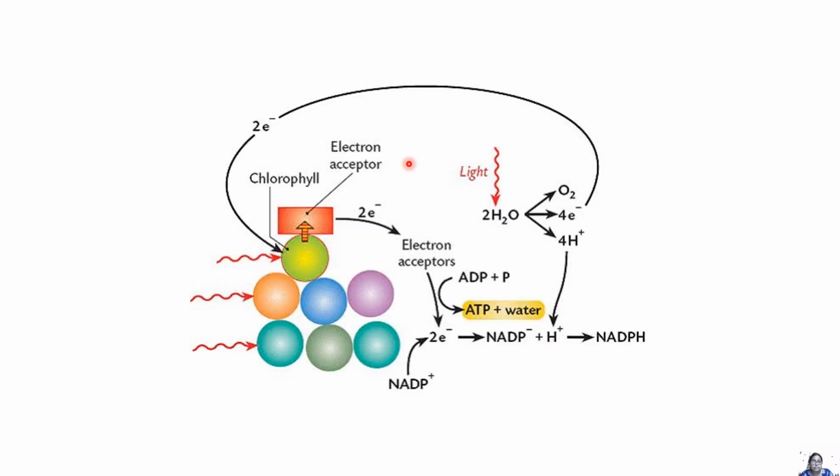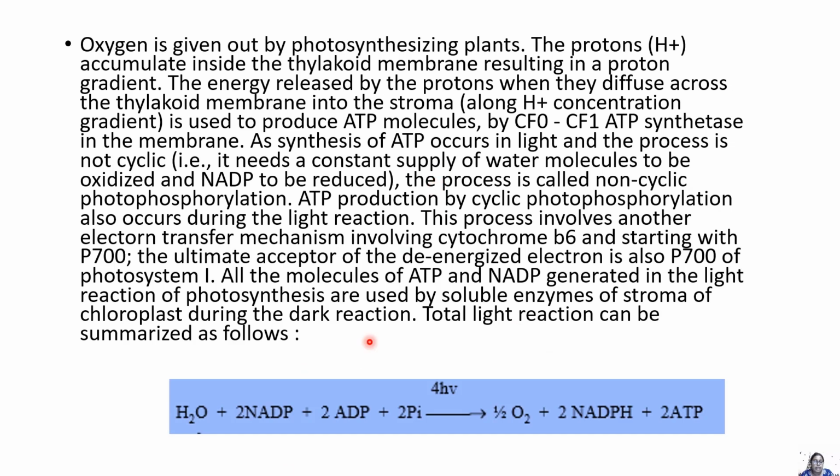Okay, that's the basic schematic. And oxygen is given out by these photosynthesizing plants. The protons accumulate inside the thylakoid membranes, resulting in a proton gradient, and the energy released by the protons when they diffuse across the thylakoid membrane to the stroma along the proton concentration (hydrogen plus concentration) gradient is used to produce ATP molecules by this F0 F1 ATP synthetase of the membrane.